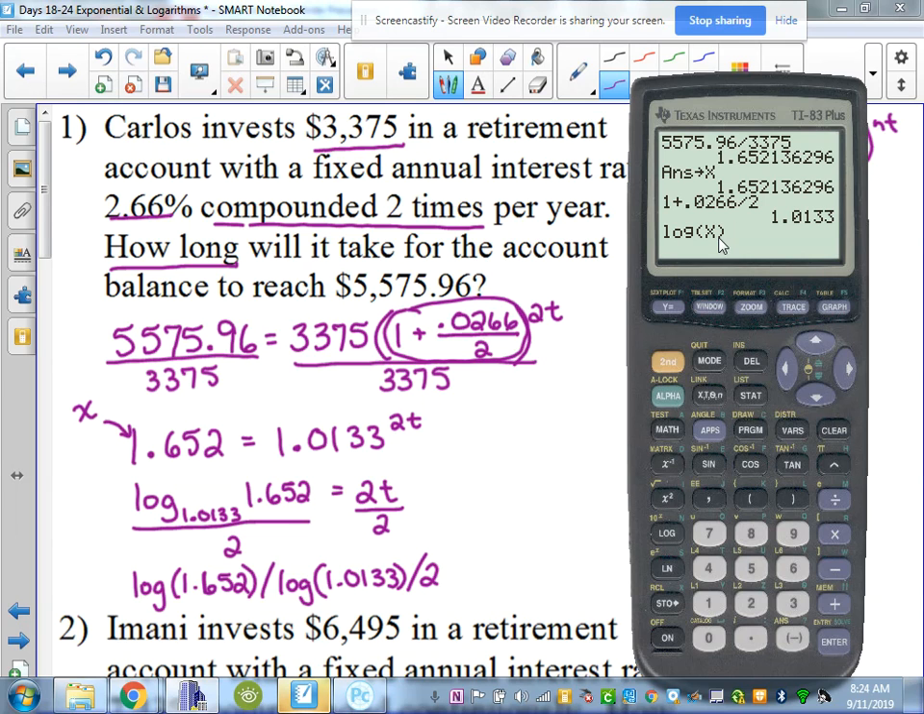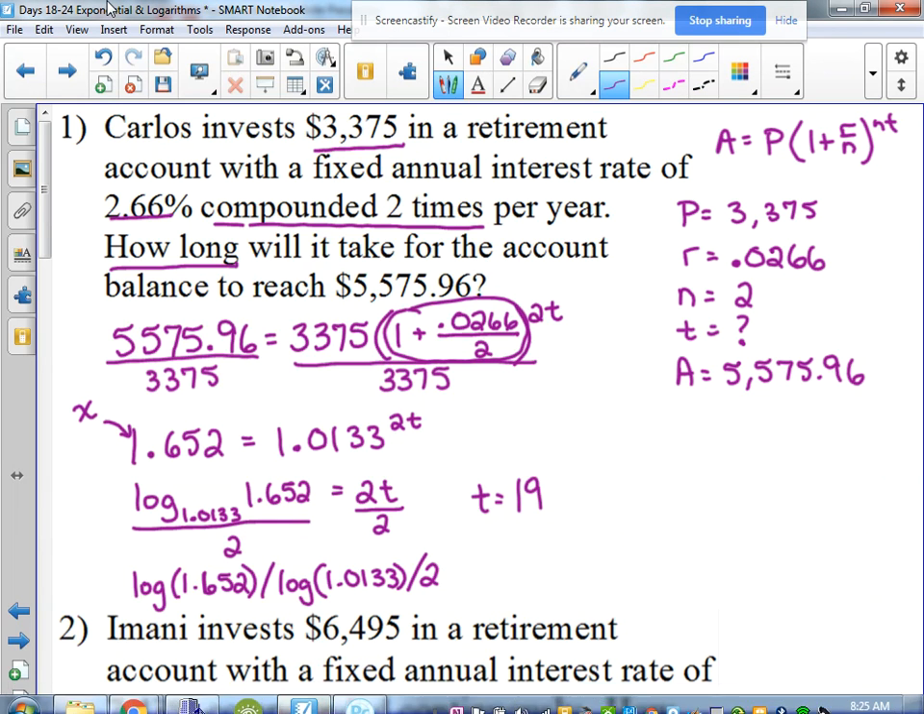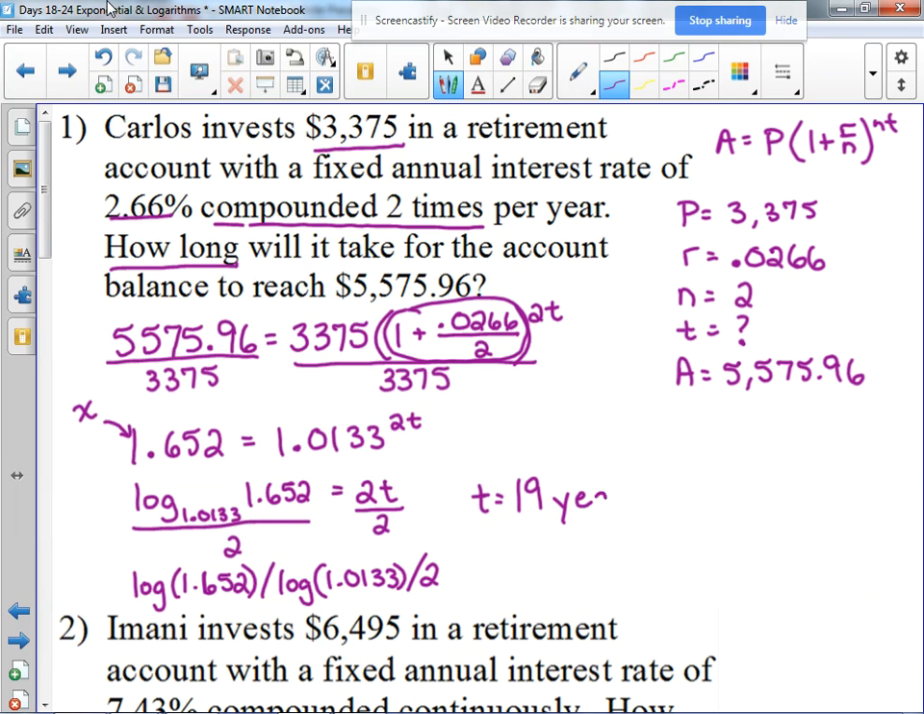Okay, so I'm going to do the log of x, because remember that was the number that was stored as x. It was not a terminating decimal, so I didn't want to round that, even though I wrote it on my paper that way. Divided by the log of 1.0133. Make sure you close your parentheses every time, divided by 2. So that gives us that our time is, that came out pretty nice, 19 years.